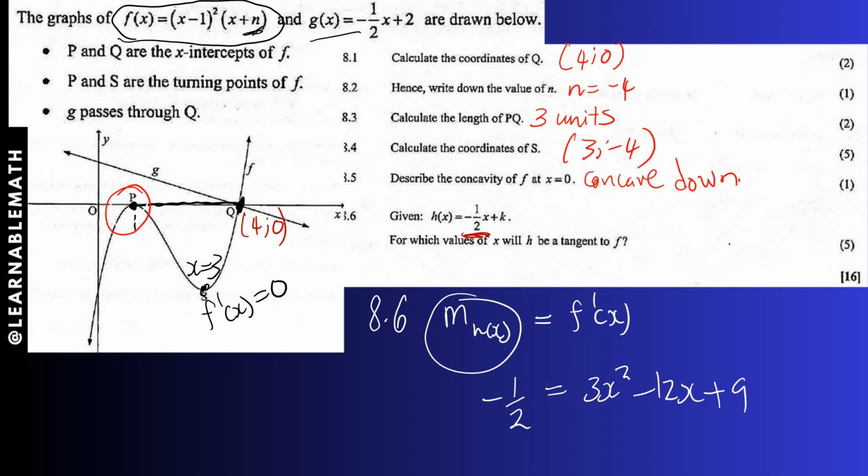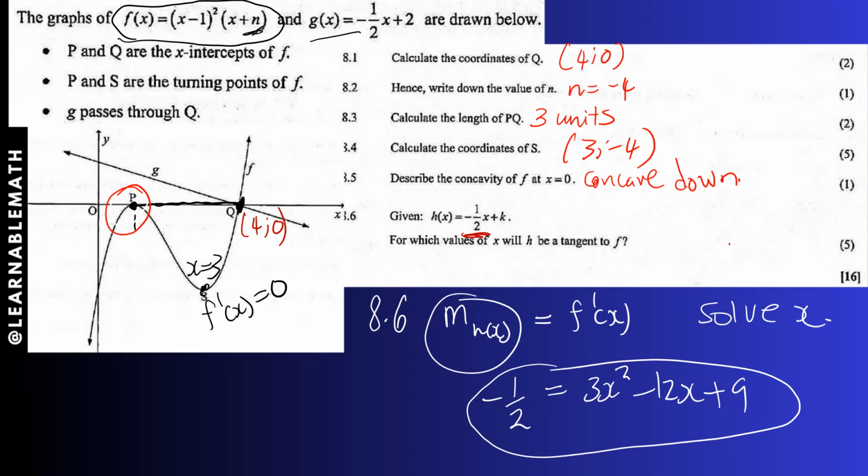So obviously for that one to be a tangent, its gradient must be the same as the first derivative. Then you can go and solve for those values of x that will ensure that h is actually a tangent. You can take this to the other side, so you'll have 3x squared minus 12x plus 9 plus 1 over 2, because it's going to the other side. This is equated to 0. So you have 9 plus 1 over 2, which will give you 19 over 2. So I can replace this with 19 over 2.